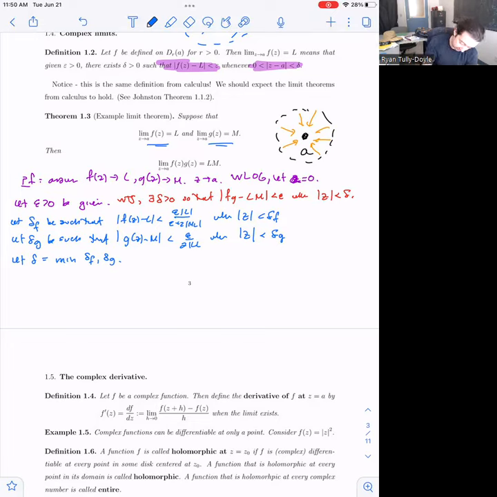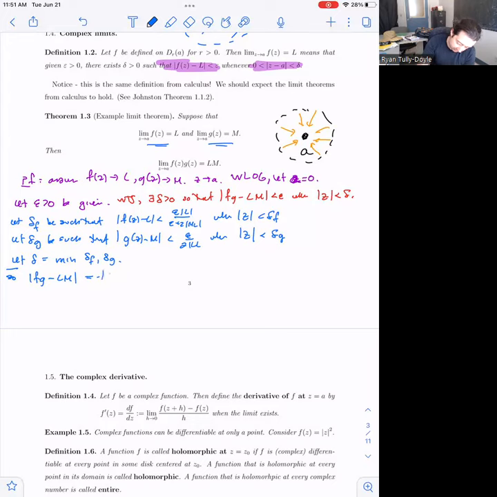All right, so we're going to start with this. So |fg − lm|. I'm going to use what's called an add-subtract trick. I'm going to add and subtract a term here, which is going to let me break pieces off using the triangle inequality where I actually have control over what's happening.